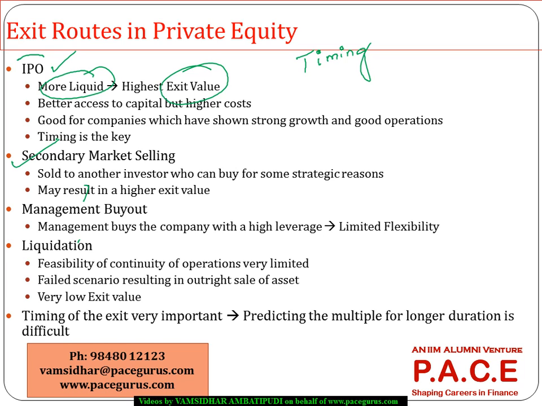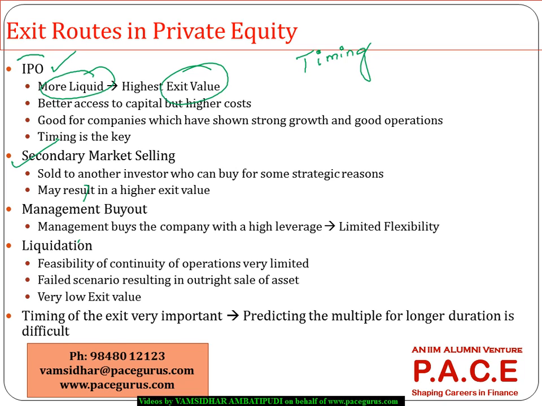And the last mode of exit that can happen in a private equity transaction is through liquidation, especially for a company which has not performed at all, which is almost hopeless about future performance, and where continuity is a very serious doubtful concern. It's as good as separating out the various assets of the company, selling them off and getting the proceeds. This is the scope of a failed scenario where liquidation can be done, and it can result in a very low value to the PE firm. So apart from how the company has performed, even the timing of the exit is a very interesting factor.